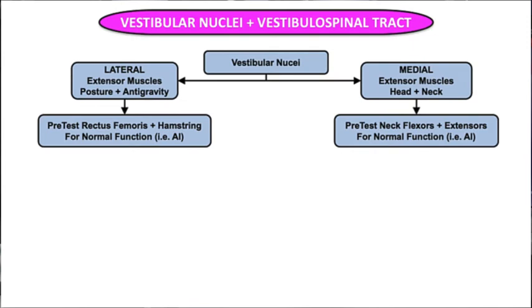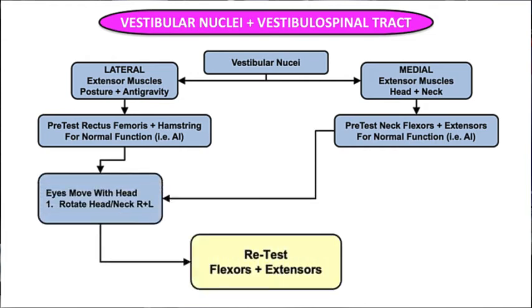The first step is, remember, we have medial vestibular nuclei and lateral vestibular nuclei. So, patient sitting, doctor check head and neck flexors as a group. Check for autogenic inhibition, check neck extensors, and test for normal autogenic inhibition. For the lateral vestibular nuclei, we're going to check extensor and flexor muscles of the trunk. So we're going to pre-test by testing the rectus femoris, checking for normal autogenic inhibition, and checking the hamstring, and then testing for normal autogenic inhibition.